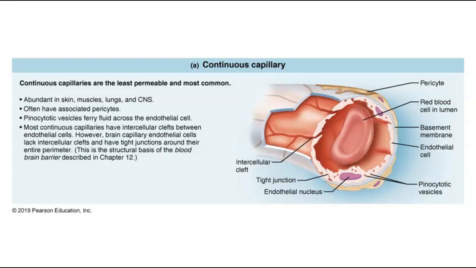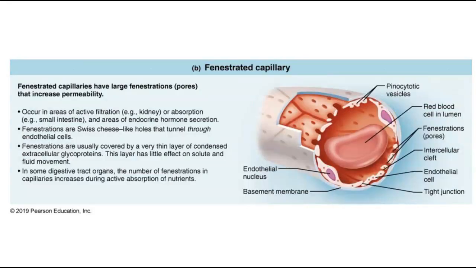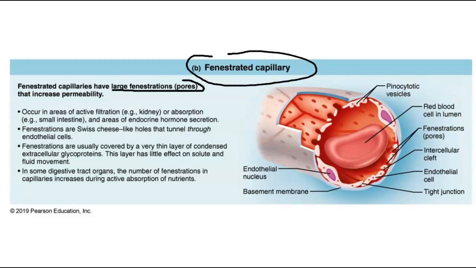The continuous capillary is the most common type of capillary. It's also the least permeable, although there are little gaps in between the cells. You can see that they're showing pinocytosis is occurring. So in other words, active transport is going to be one way to exchange substances between the blood and the surrounding tissue.